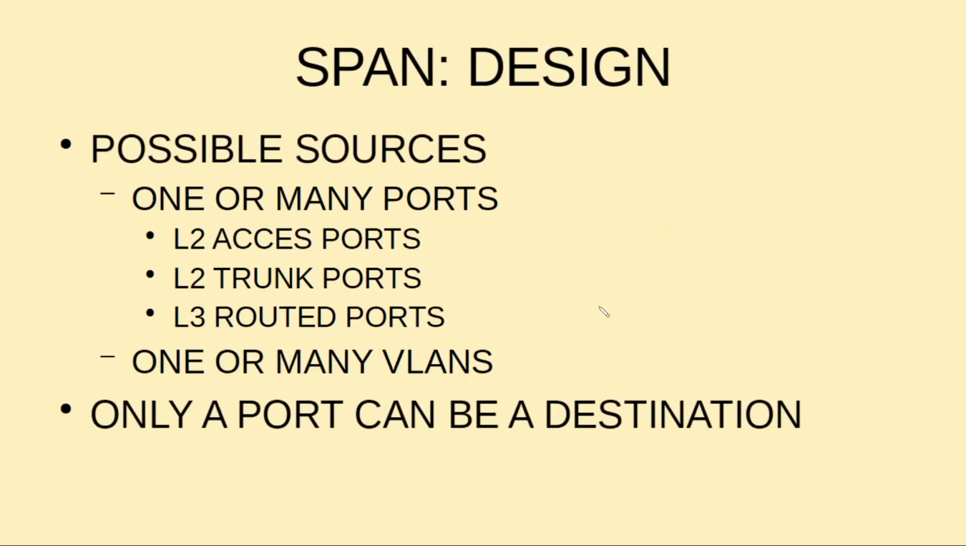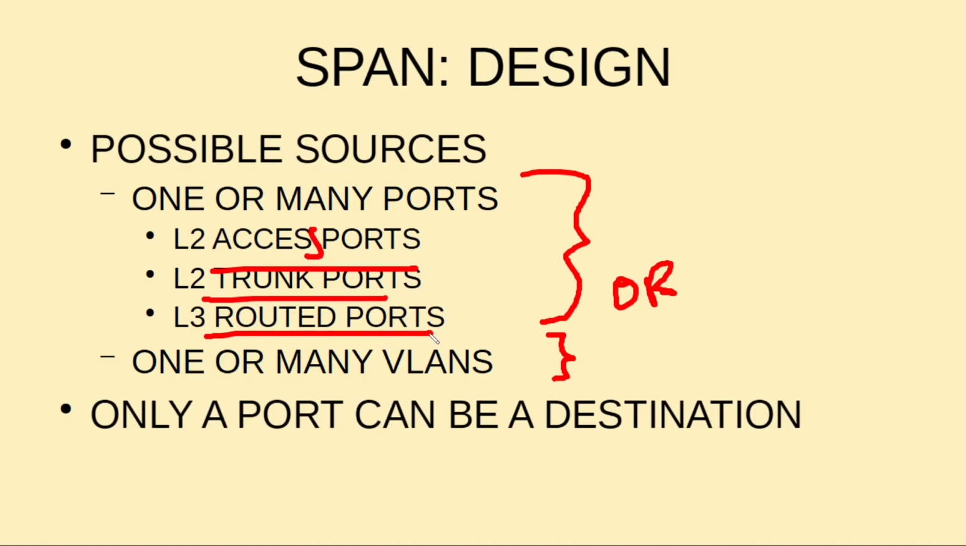Now, what is the basis for this feature? You can either monitor ports or monitor VLANs. If you're going to monitor ports, you can monitor layer 2 access ports, layer 2 trunks, or layer 3 routed ports. And if you're going to monitor VLANs, you can monitor one or many. Whatever type of monitoring you are performing on the source, just remember that the destination can only be an interface.